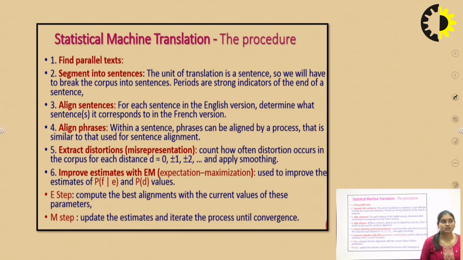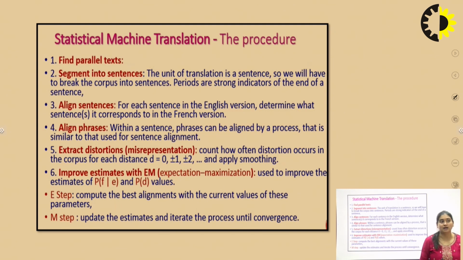Now, second is segmentation into sentences. This means the unit of translation is a sentence, so we have to break the corpus into sentences, and that is the reason we are breaking the corpus into sentences. Periods are the strong indicators of the end of a sentence. The third step is that we have to align the sentences. So second is segmentation, third is alignment: for each sentence in the English version, determine what sentence it corresponds to in the French version.